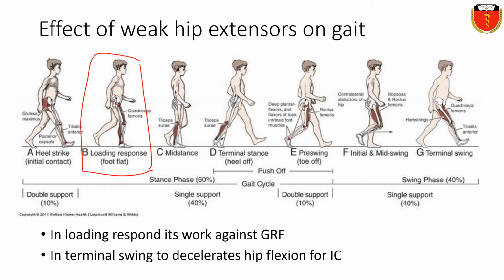In terminal swing, the hip extensors also have to decelerate the hip flexion motion, which makes sure that the leg is ready for the initial contact. If the hip extensors are weak, the patient might not be able to control this, and might cause more hip flexion and an abnormal initial contact in early stance. In this case, the patient might use a similar compensation by leaning the trunk posteriorly to make sure that the hip does not go into flexion aggressively.